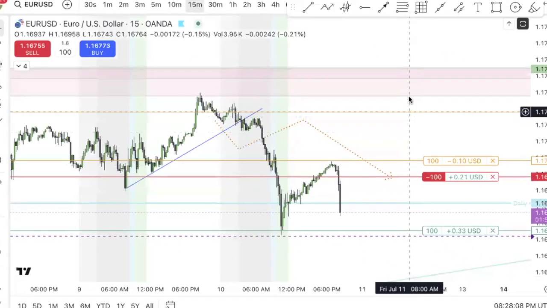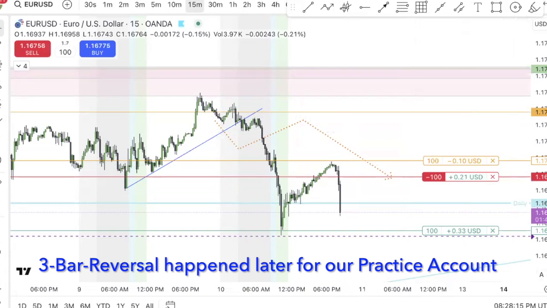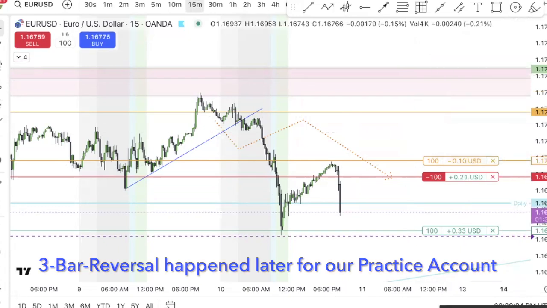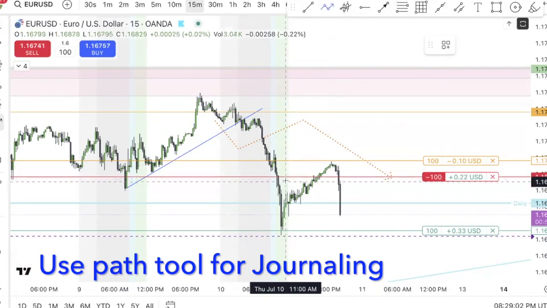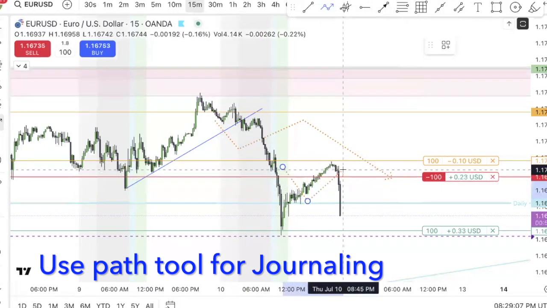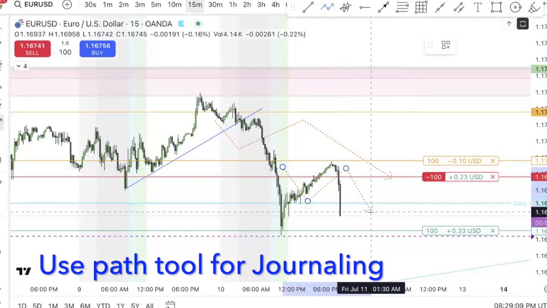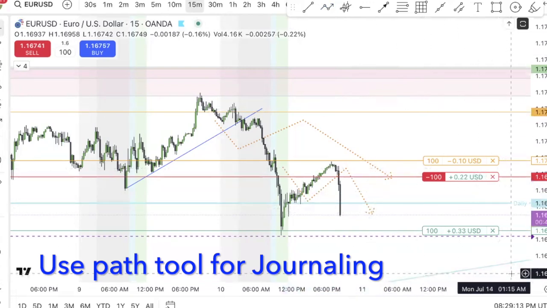And the largest move, or the biggest move on the charts that happened after waiting for a 3-bar reversal on our 15-minute time frame happened later in the evening. So we're going to use our practice account for this one since it's not during our regular trading hours. Okay, we're going to use a tool to mark the path of the price action, and then we're going to be sure to take a screenshot so that we can put this in our journal for studying later.